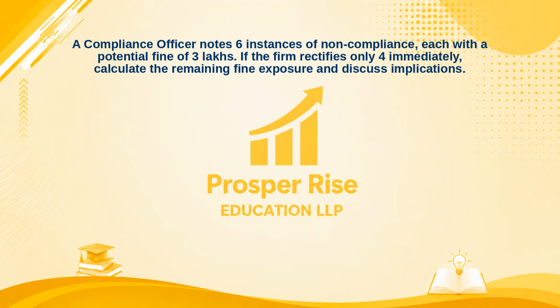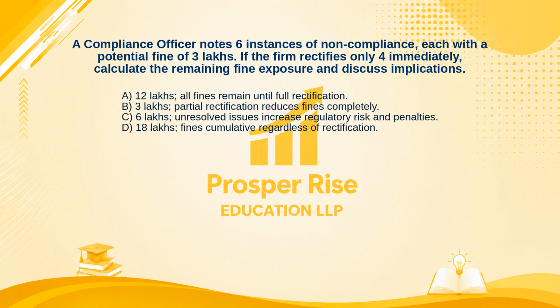A compliance officer notes 6 instances of non-compliance, each with a potential fine of 3 lakhs. If the firm rectifies only 4 immediately, calculate the remaining fine exposure and discuss implications. Here are your options. A. 12 lakhs. All fines remain until full rectification.